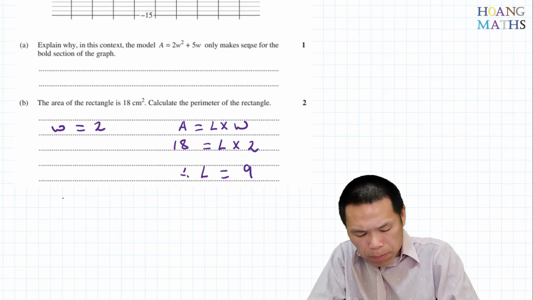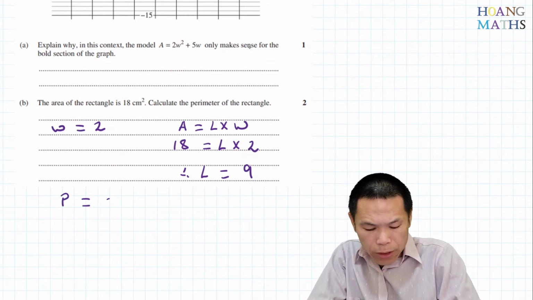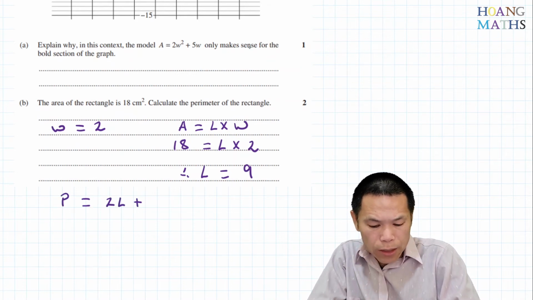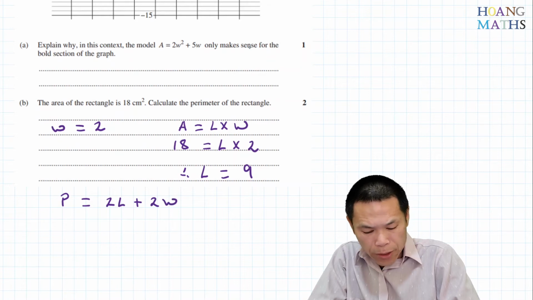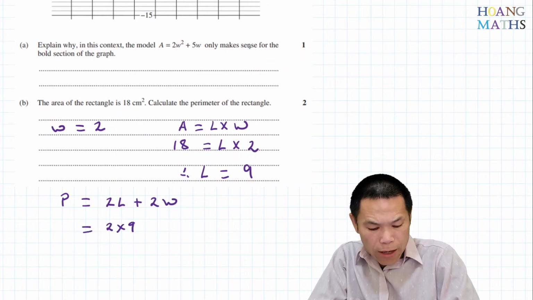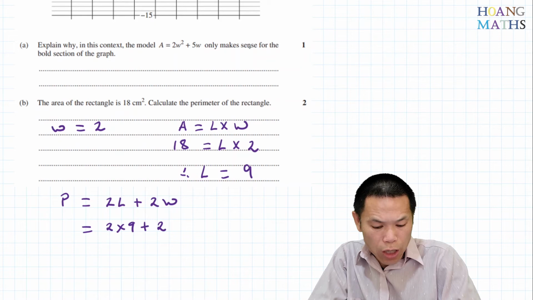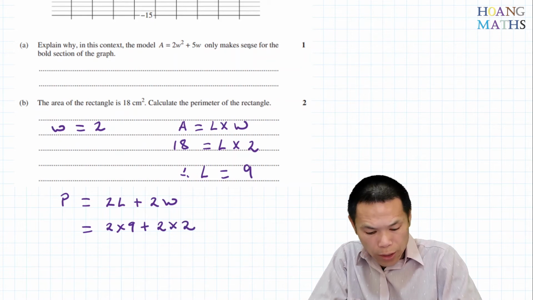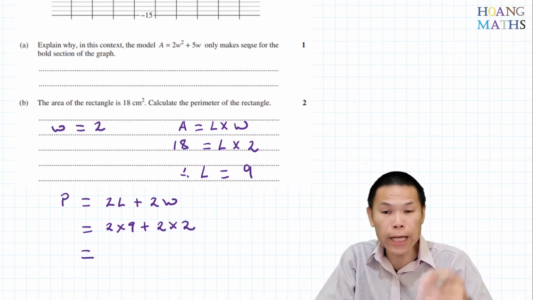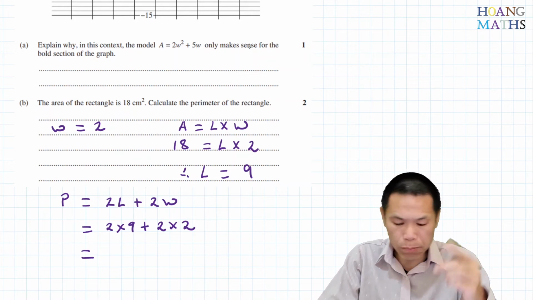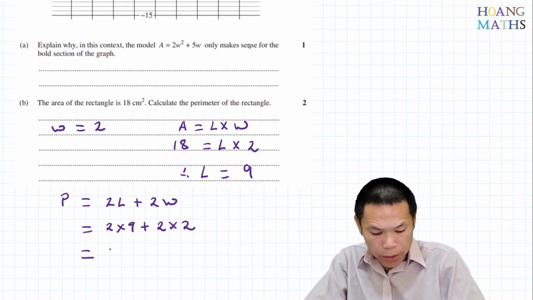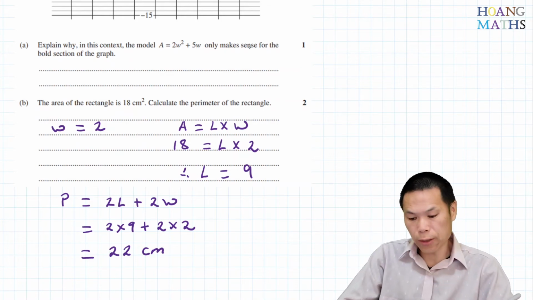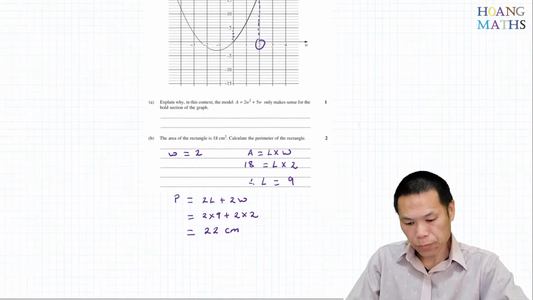There you go. But the question is asking for the perimeter. We know that the perimeter of a rectangle is 2L plus 2 times W. So 2 lots of 9 plus 2 lots of W, which is 2. So 2 times 9 is 18 and 2 times 2 is 4. So 18 plus 4 is 22 centimeters. Don't forget the units. There you go.